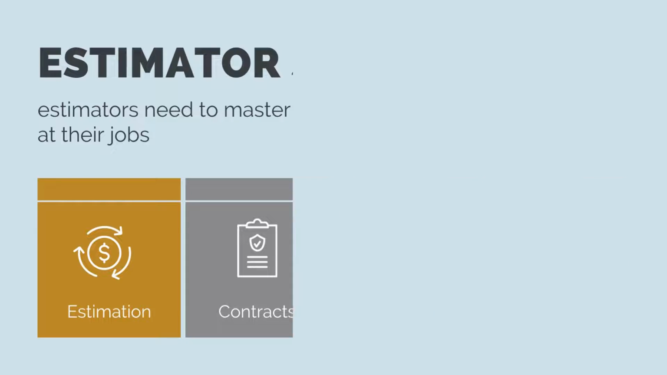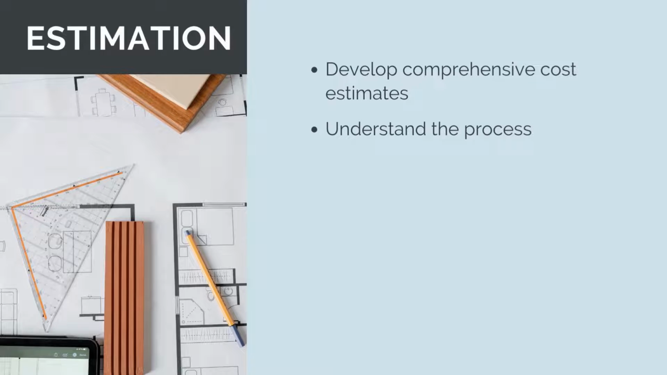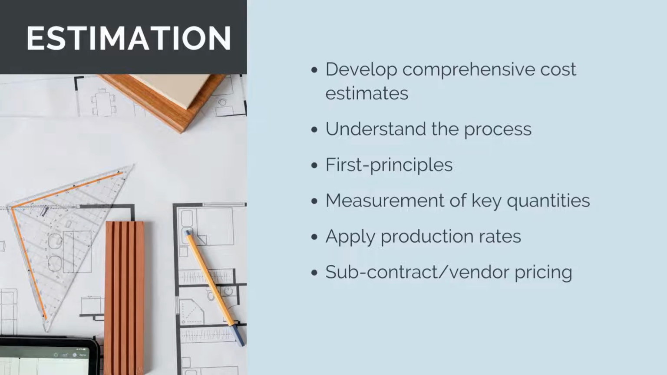I probably don't need to spend much time explaining why estimation is an important skill to master as an estimator. It goes without saying that estimators need to know how to estimate costs. This means you know how to develop comprehensive cost estimates that cover the entire project scope. You understand the estimating process, can prepare first principle estimates, measure key quantities, apply production rates, compile subcontract and supplier pricing, and also know how to estimate indirect costs. This will be the core skill you need to master to excel at your job.